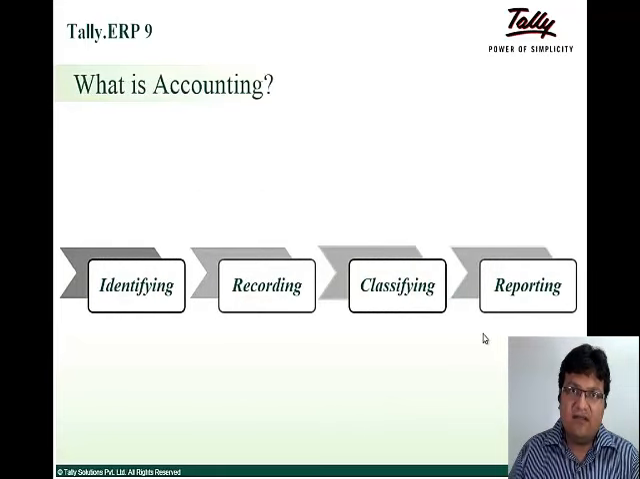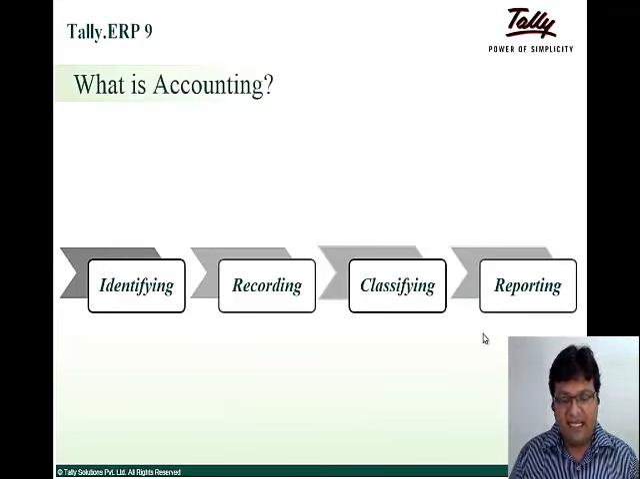So what is accounting? Accounting is first identifying a transaction. Second, it is about recording that transaction. Then classifying into various journals and ledgers, and finally posting those closing balances from those ledgers to the reports. Finally, when the report comes out, those reports are known as financial statements.